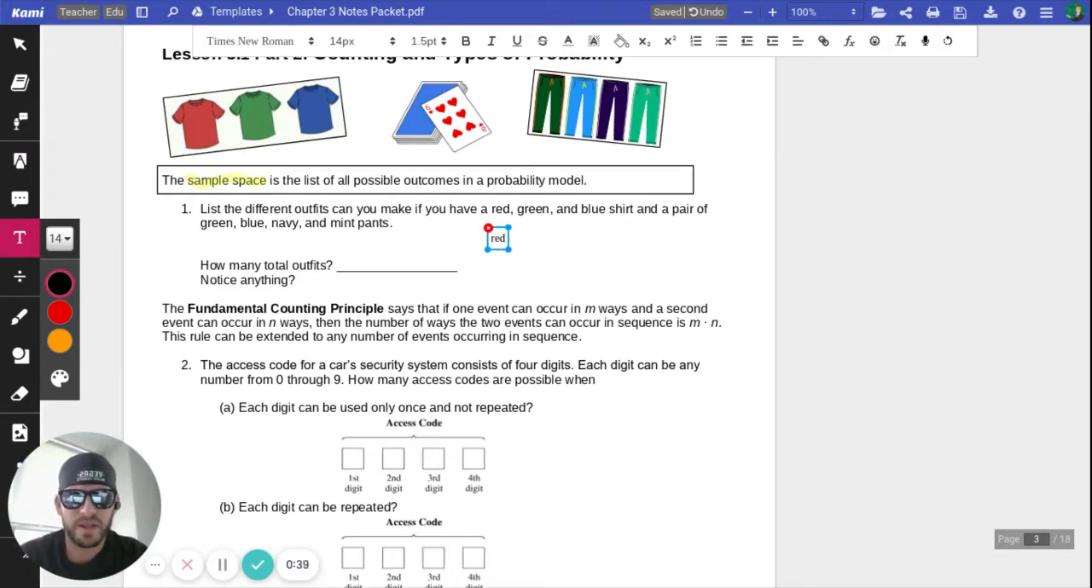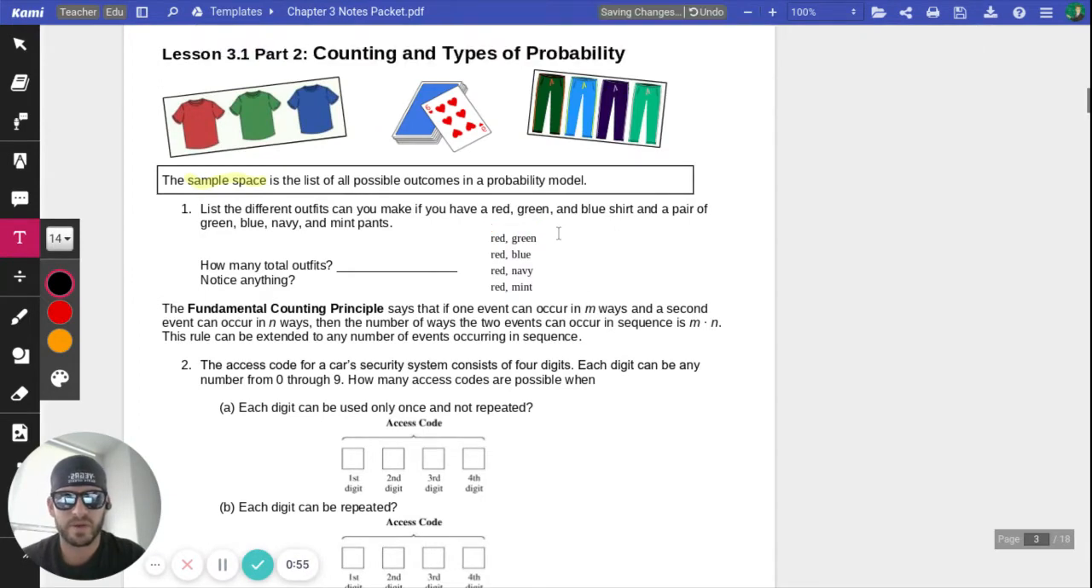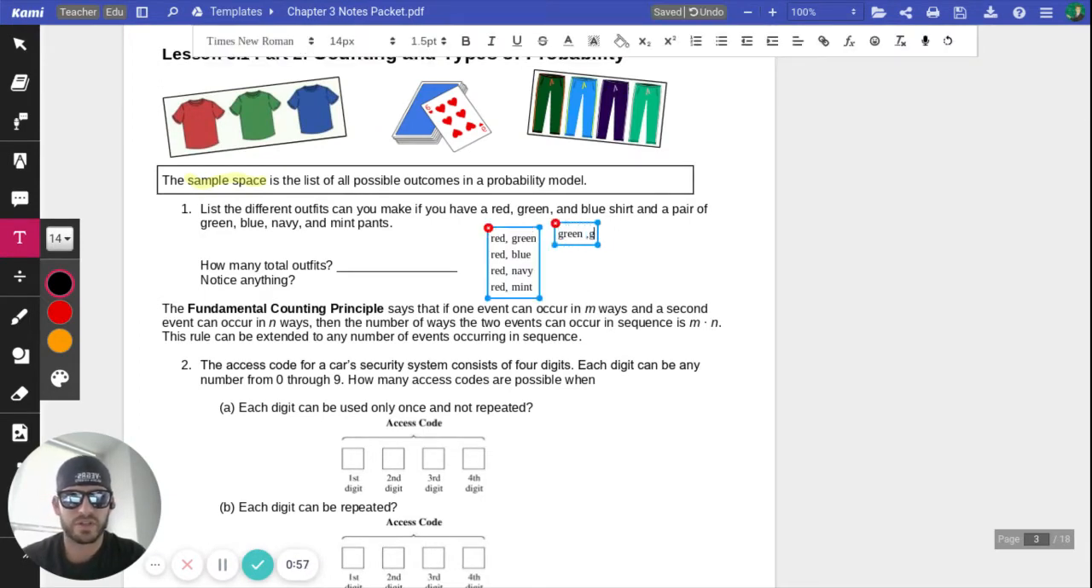We can have a red and a green. So we have a red shirt and green pants. We have a red and a blue. We have a red and a navy pants. We have red with mint pants. And we can do the same thing with the green shirt and green pants. Maybe for a dress-up day, you can do the green shirt and blue pants, so on and so forth. Maybe I'll cut this out and just jump straight to the end.